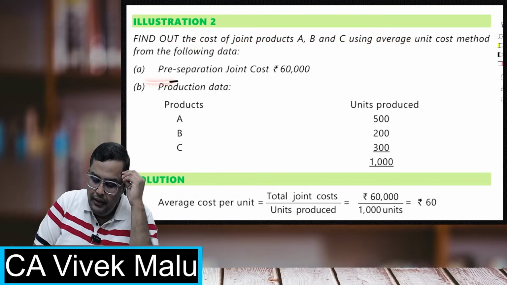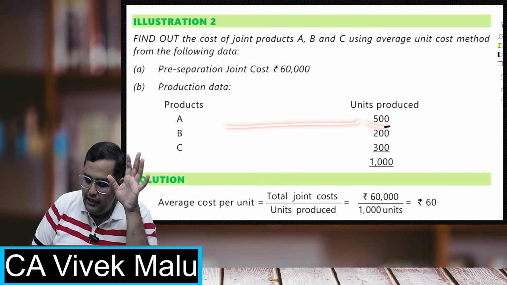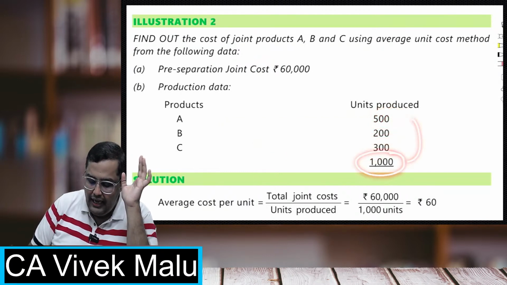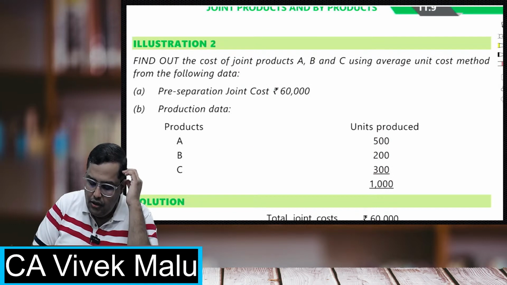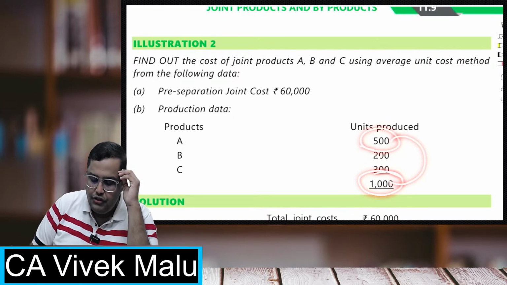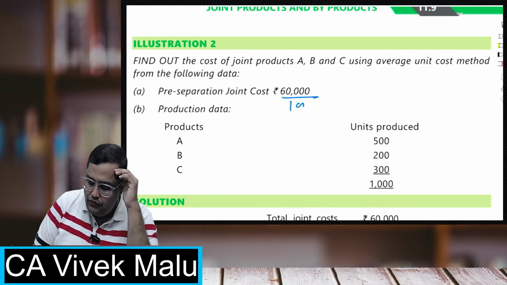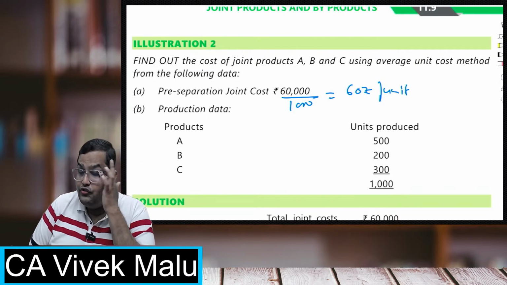You can easily do. Pre-separation cost is 60,000. I have produced 500 units of A, 200 units of B, 300 units of C. In all, I have produced 1000 units. Can you tell me what will be the cost for A? Simple. Out of 1000 units, 500 units are of A, like 50% units are of A. What I'll do is 60,000 divided by 1000 units produced. So I get 60 rupees per unit. So this is unit cost method. Okay, this is average cost method. So 60 rupees per unit.